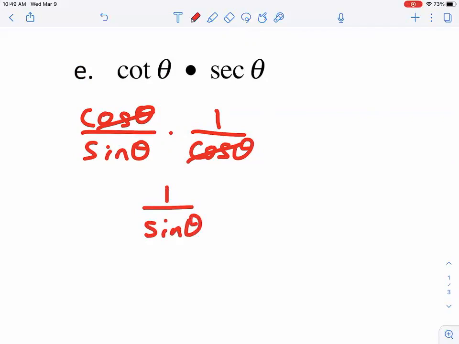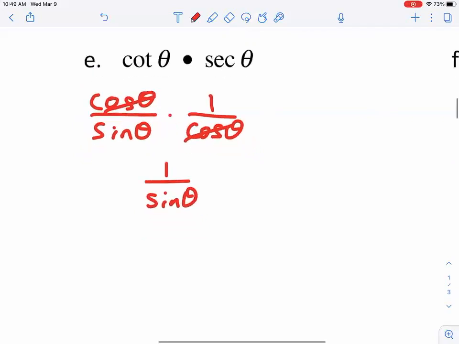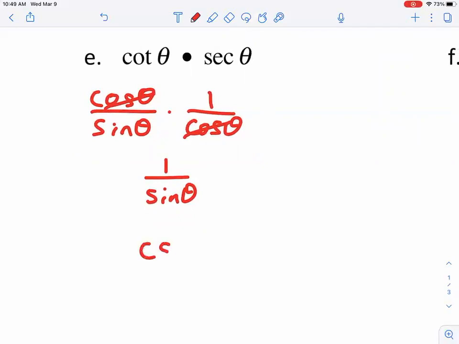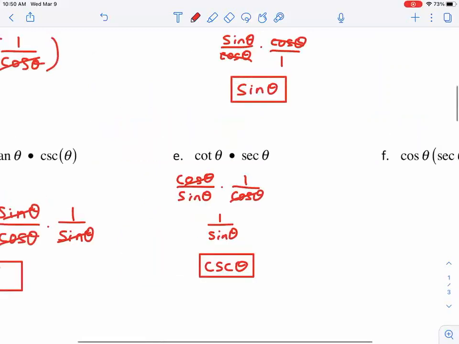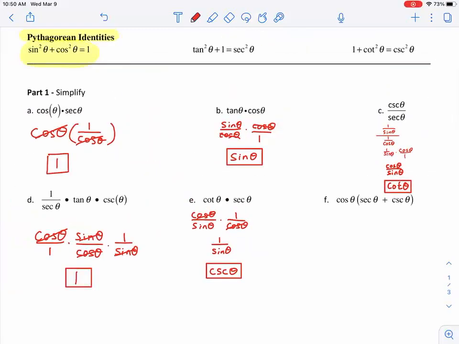Now, some of you got here, which is great, but there is one more step. Because 1 over sine, remember, is the cosecant of theta. So that simplifies to cosecant theta. Okay, any questions? This is not so bad. We can do this.